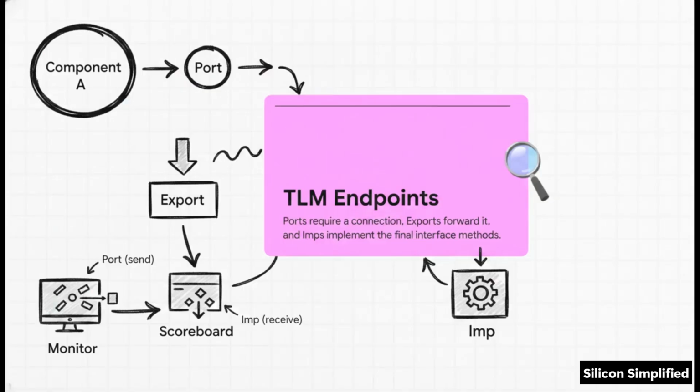In order to pass those transactions around, your components will instantiate specific TLM endpoints. If a component needs to send data, it will instantiate a port. You can think of a port as requiring a connection. An export is then used to forward that connection down the hierarchy. Finally, an IMP, or implementation port, is instantiated by the component that actually provides the underlying code to handle the request. So as an example, your monitor uses a port to send data out, and your scoreboard uses an IMP to receive and process it.